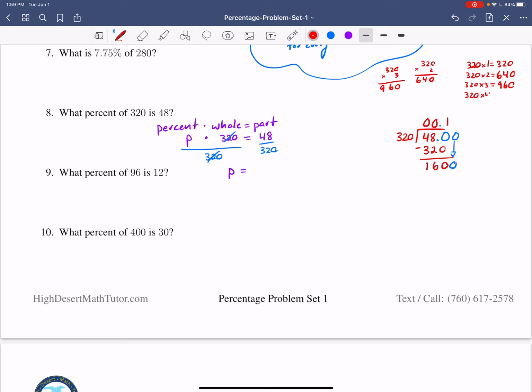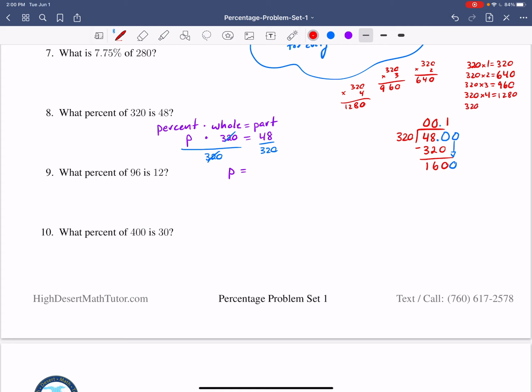320 times 4. 4 times 0 is 0. 4 times 2 is 8. And 4 times 3 is 12. So we get 1,280. Still not at 1,600, so one more time, hopefully.